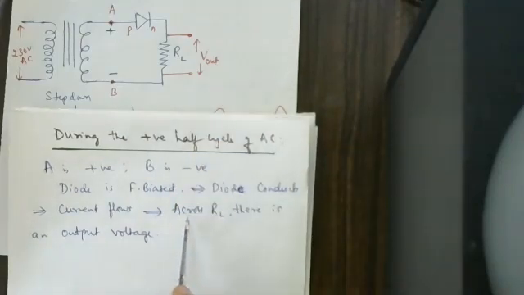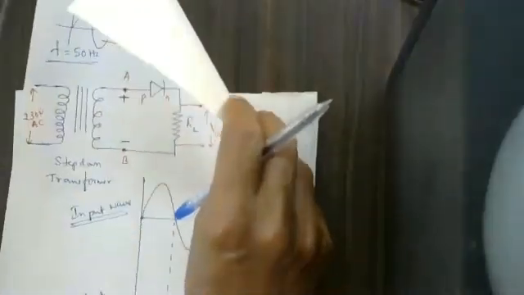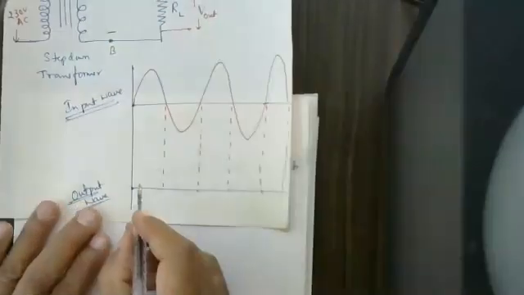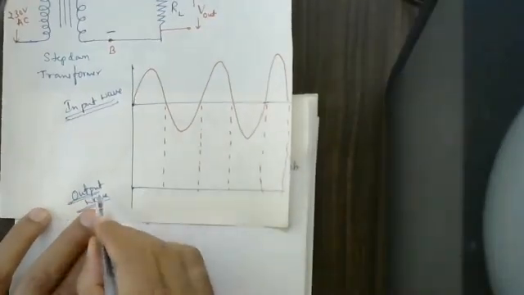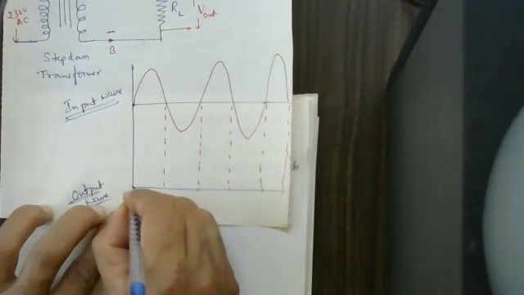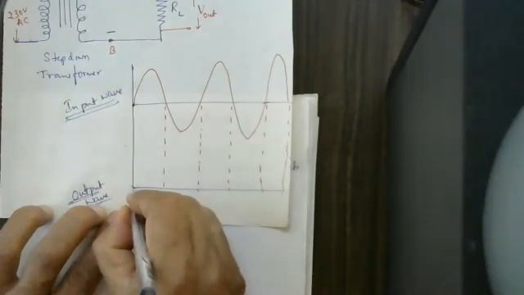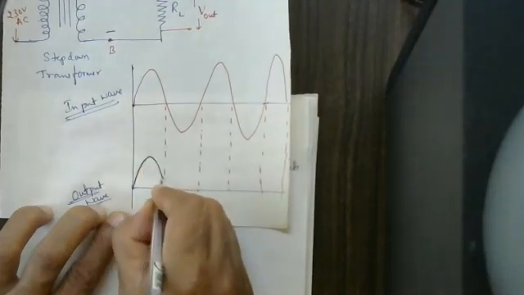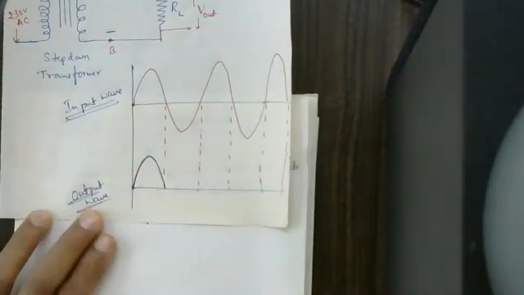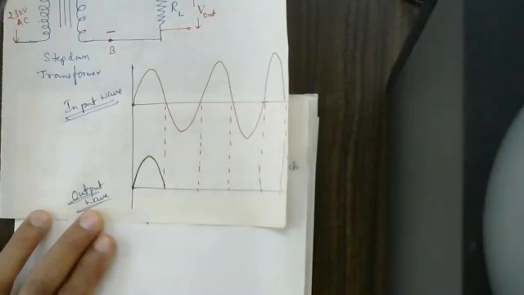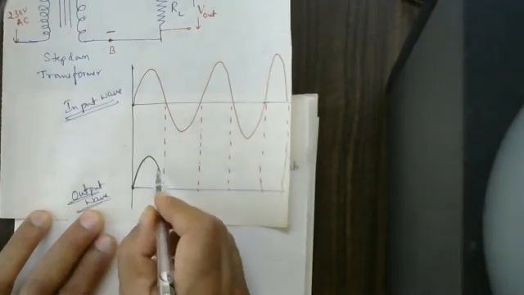Therefore, current flows across RL, and there is an output voltage. I have to show that output voltage here. This is the output wave, the output voltage. See there, this is the output. This is DC, of course variable DC.